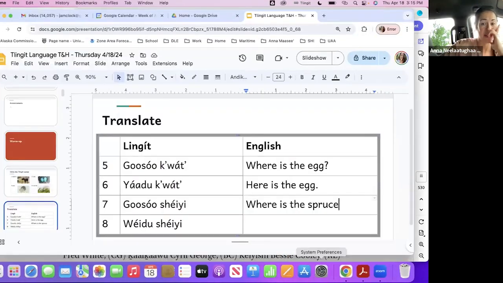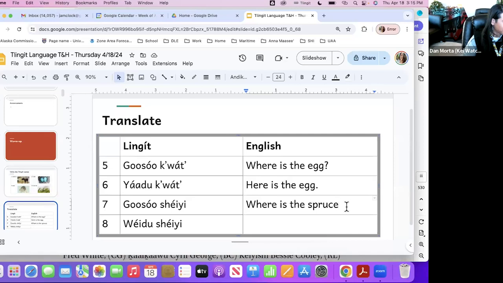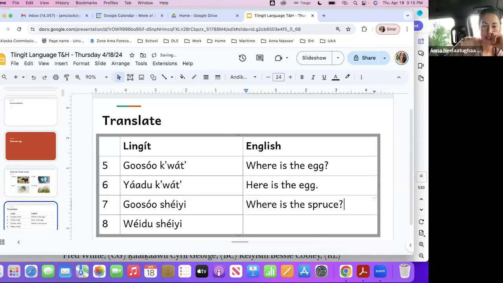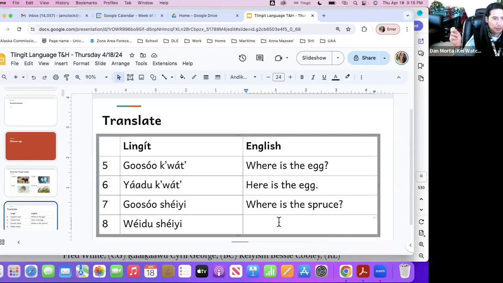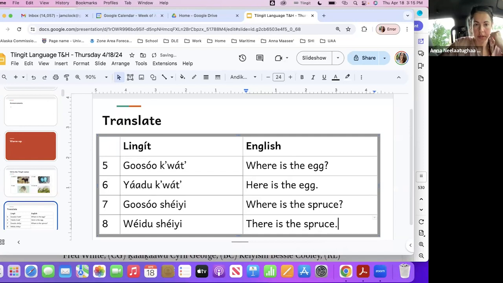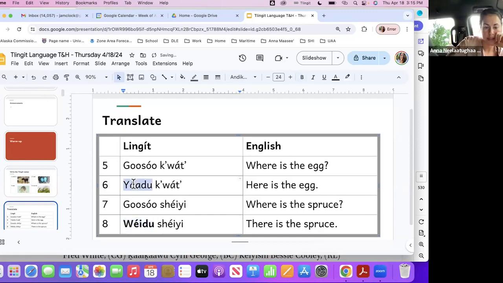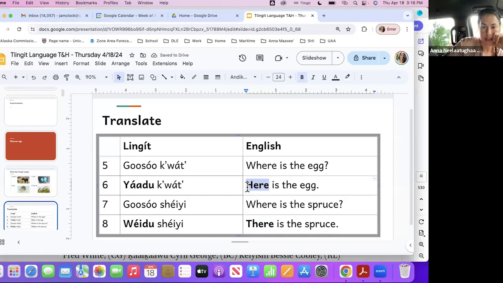Okay, let's get back on. No more rabbits. Okay, so Gusushei, where's the spruce? And then how would you translate this into English? We dushei. There's this spruce. Yeah, there is the spruce. So now looking at this, we see one answer is wedu, and one answer is yadu. In this case, we have there is the spruce. In this case, we have here is the egg.